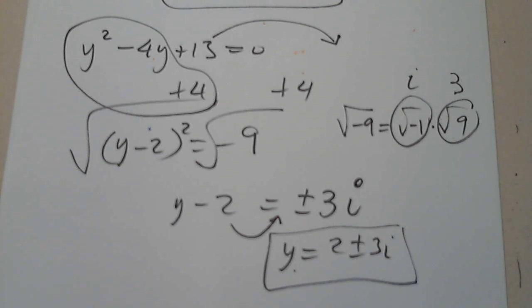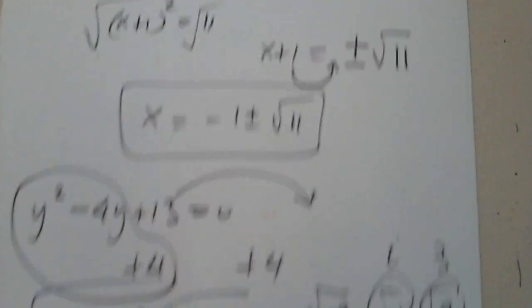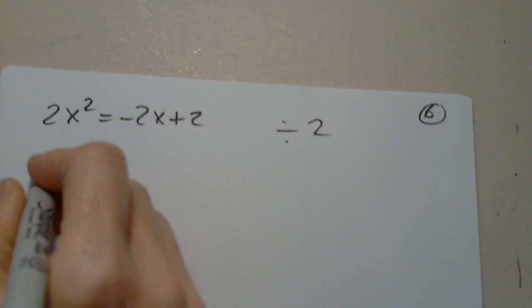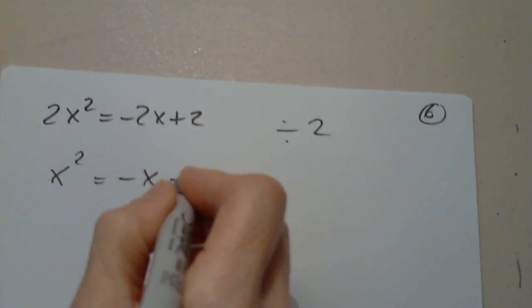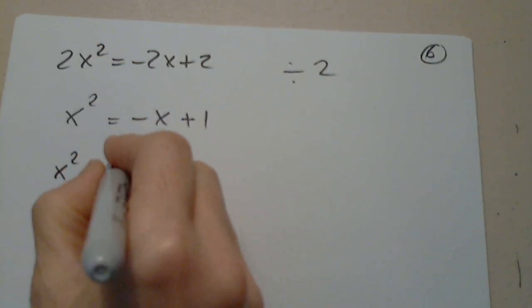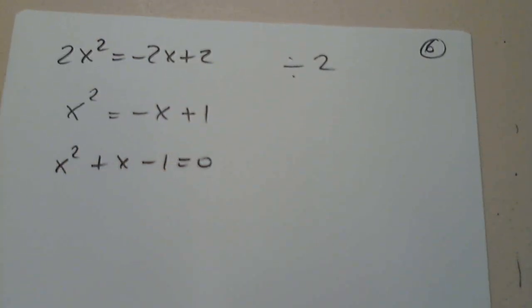25. Quadratic formula. So 2x squared equals negative 2x plus 2. Clean it up. So x squared equals negative x plus 1. Move everything to one side. X squared plus x minus 1 equals 0.